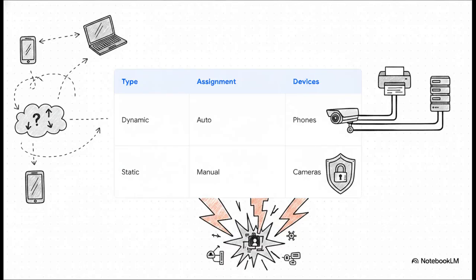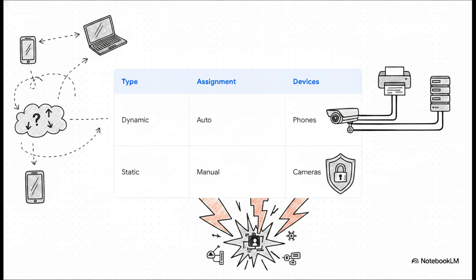But as you might guess, not all devices get treated equally. On one side, we have dynamic pool IPs. These are for your everyday devices, smartphones, laptops, tablets. They just pull an automatic address from that 10 to 100 range, and hey, if that address changes tomorrow, it really doesn't matter. But on the flip side, we have static IPs.